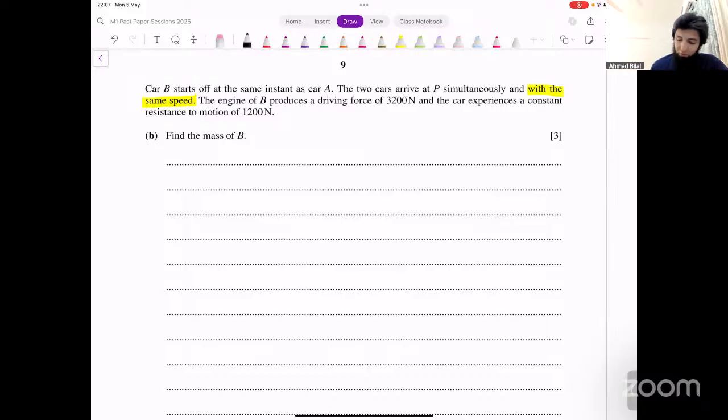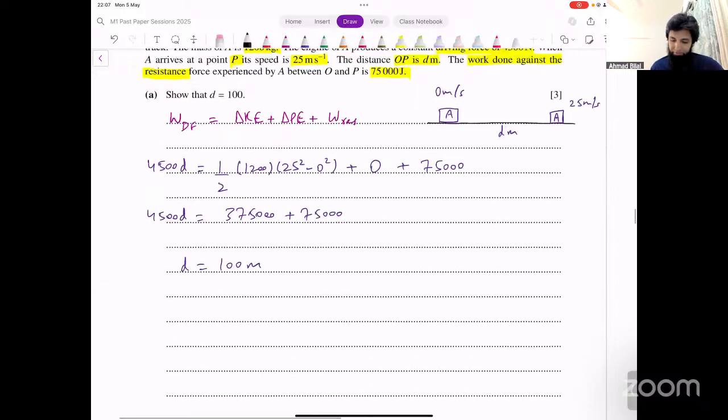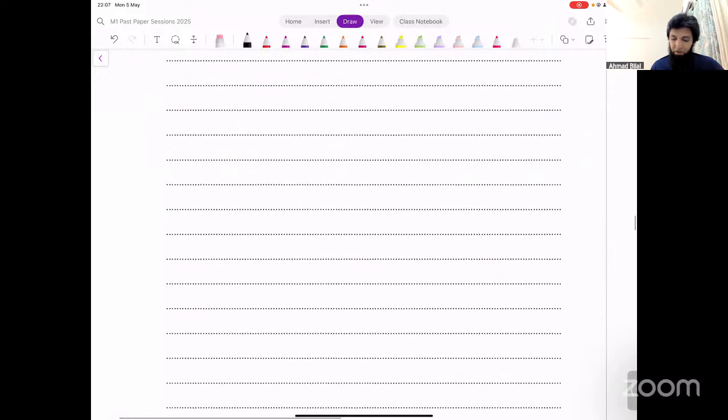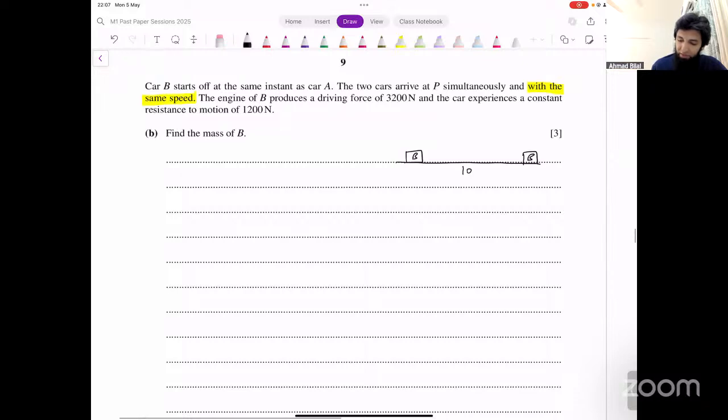Okay. So what do we do? What do we know about this now? We've got car B that starts from here. This is the second car now. It is also traveling the same distance. What was that distance? That distance is 100. So it's covering a distance of 100 meters.